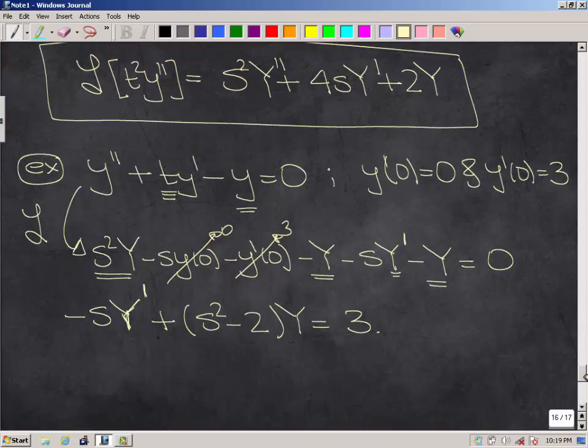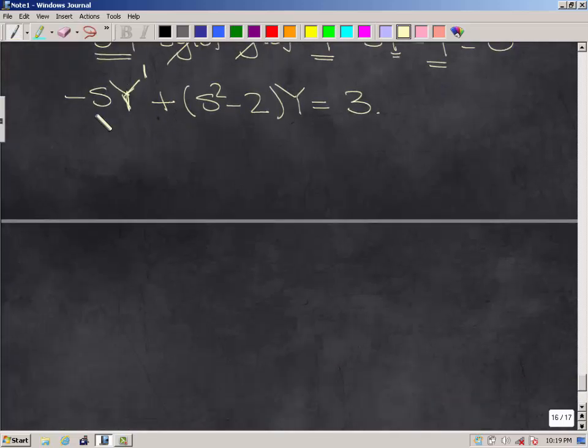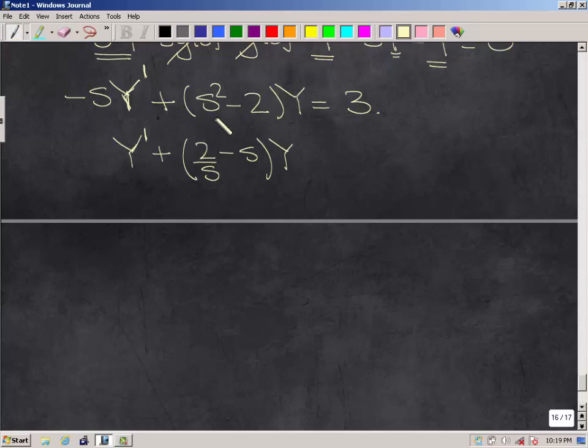Now, what are we going to do? Let's divide everything by negative s here. So we get big Y prime plus, we get s minus 2 over, or we're going to divide by negative s. So let's flip these. So we get 2 over s minus s times big Y. I flip these because I'm dividing by negative s, and this will become negative 3 over s. Now this is a first order ODE in big Y and s.